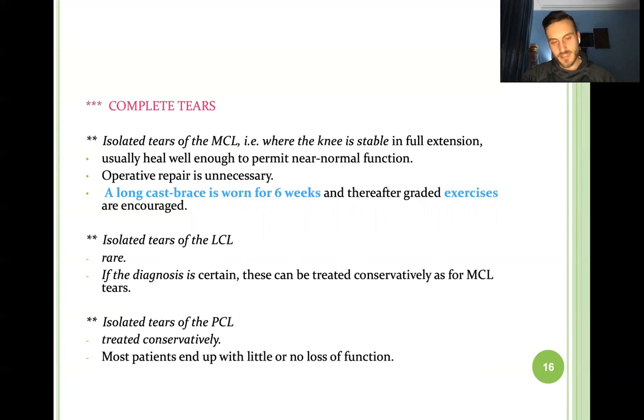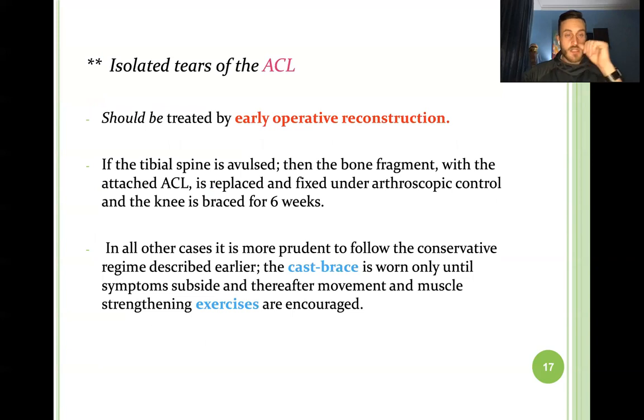Isolated LCL is a bit more rare than MCL. MCL is commoner. Conservatively, if it's an isolated PCL, most of the patients will end up with little or no loss of function. So usually they're going to be fine unless they are sport active, high demand patients. It's another story. Okay, isolated ACL should be treated with early operative reconstruction.